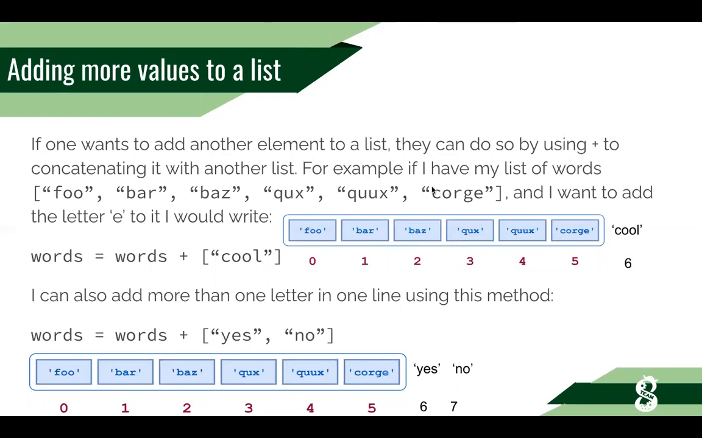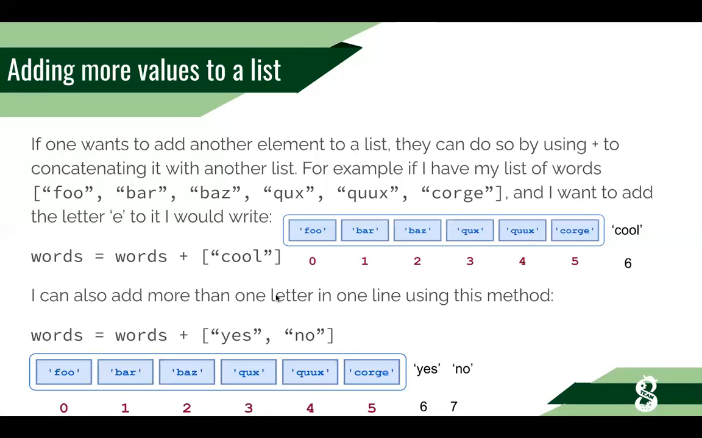So with my list of words, I can add the word cool by using words equals words plus, and then I need to concatenate with another array or list. So this means that I have to create another list with a starting element cool. So when I do words equals words plus the array cool, it will add that to the end.